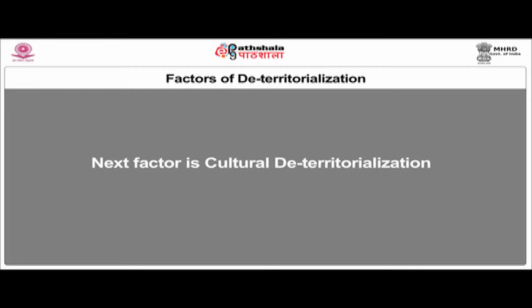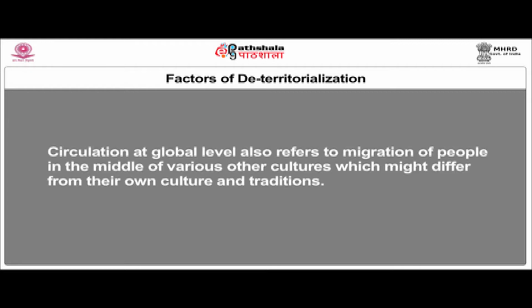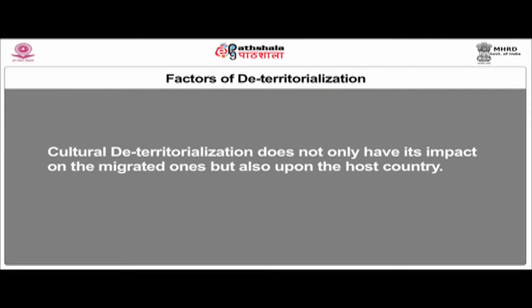The next factor is cultural deterritorialization. Circulation at the global level also refers to the migration of people into the midst of various other cultures which might differ from their own culture and traditions. People make such societies which are a mix of cultures. One of the ways to understand deterritorialization is to study such cultural circulations across territories. Cultural deterritorialization does not only have its impact on the migrated ones but also upon the host country.